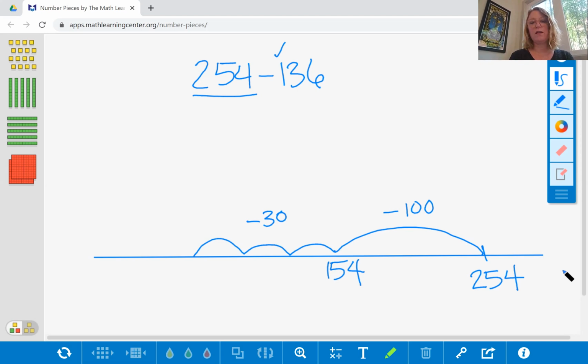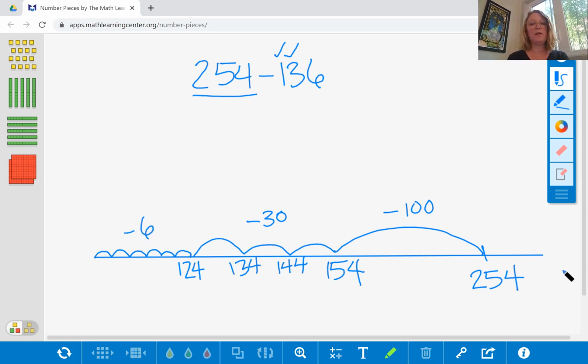And I can think about this. I'm going to count backwards by 10s to help myself. 154, 144, 134, 124. Okay, nice. I'm almost done. Last thing I need to do is go back 6. 1, 2, 3, 4, 5, 6 minus 6.